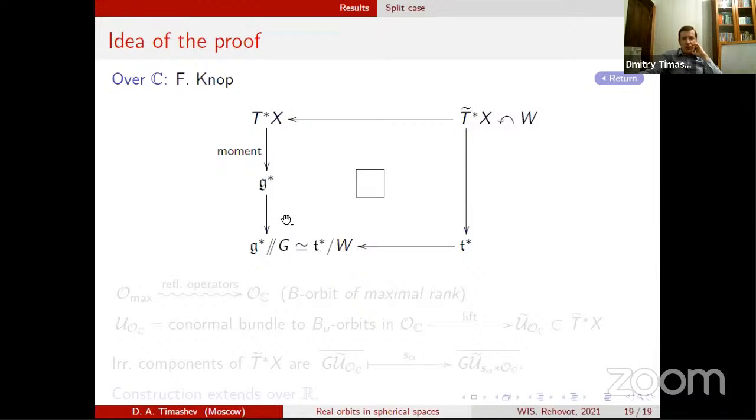And we take the Cartesian square of this form. There is a natural map from t star to this quotient, and this is the fiber product, denoted as T tilde star X. Sometimes it is called the polarized cotangent bundle. On this polarized cotangent bundle, we have a natural action of the Weyl group coming from below, from the action of the Weyl group on t star.